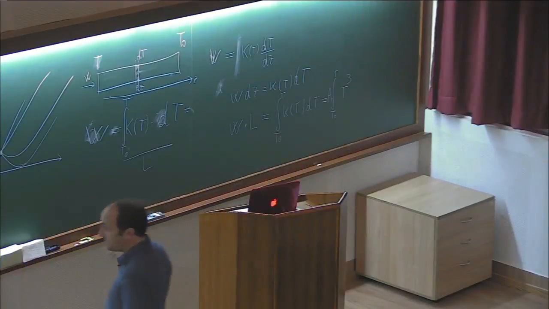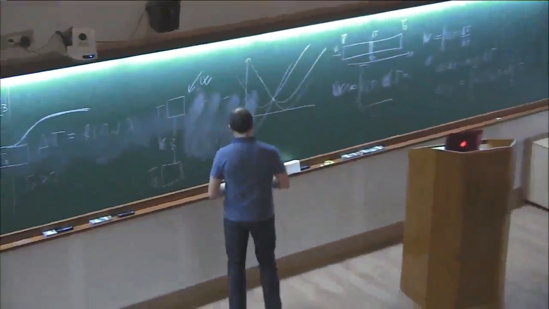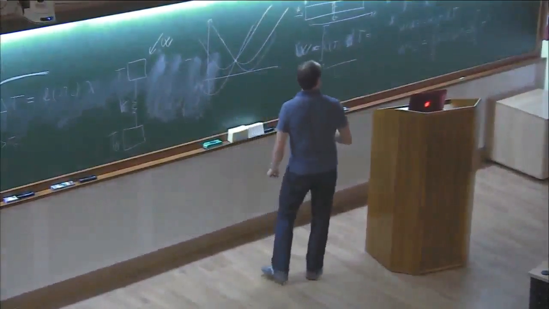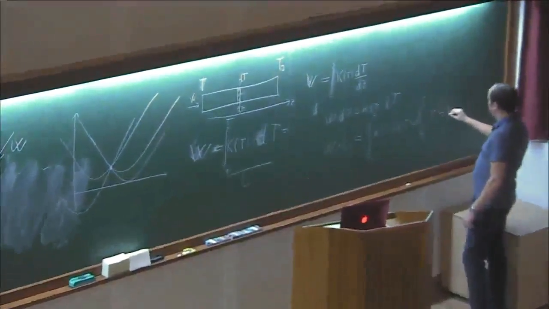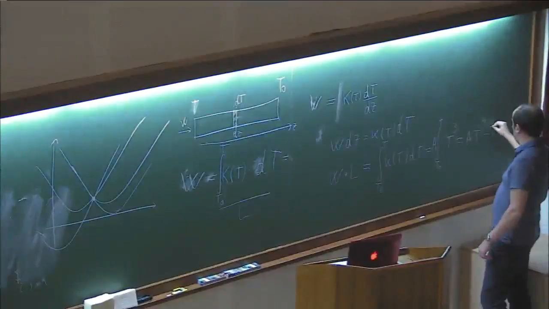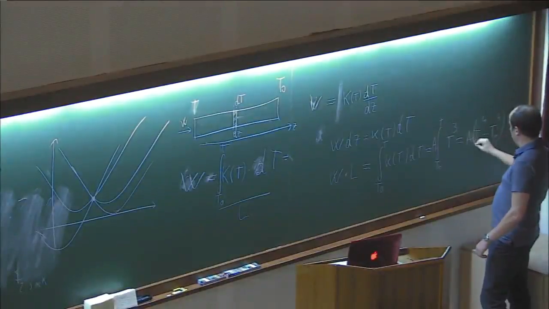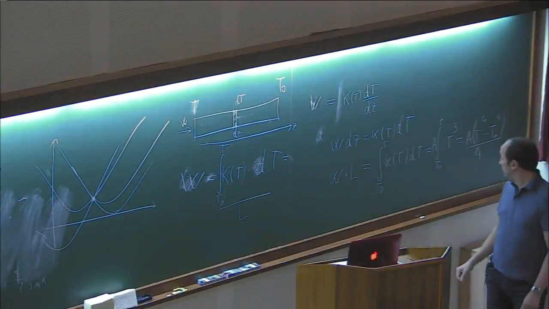Sorry, do you see anything there? Well, I go rapidly to the point. If you do this integration of T cubed, you get something like T to the fourth minus T naught to the fourth, divided by 4. It's just a simple integral.